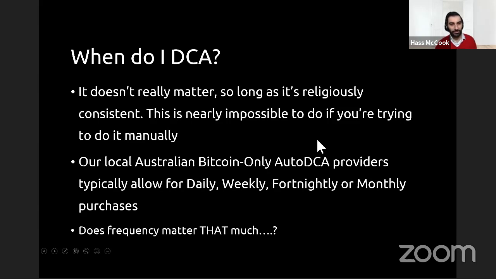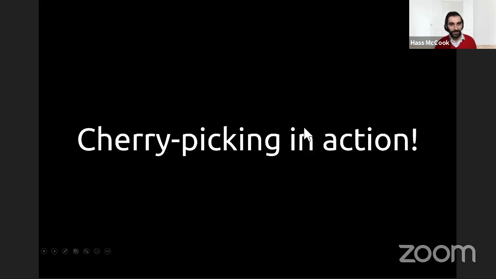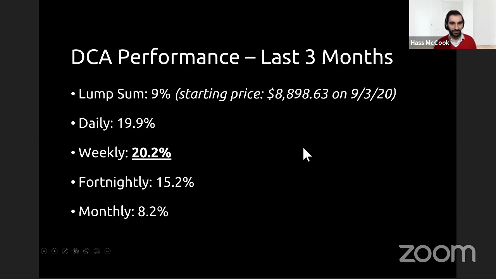So let's have a look at what frequency does. Let's get ready for some cherry picking. I prepared these numbers yesterday. All of these numbers are based on the 9th of June 2020 and moving back in 3, 6, 12, 24, and 36 month time horizons. Over the last 3 months, if you bought a lump sum of Bitcoin on the 9th of March, you're up 9%. Whereas if you've DCA'd daily, weekly, fortnightly, or monthly, you would have been better off buying weekly and worse off buying monthly. So you can see it's pretty random.